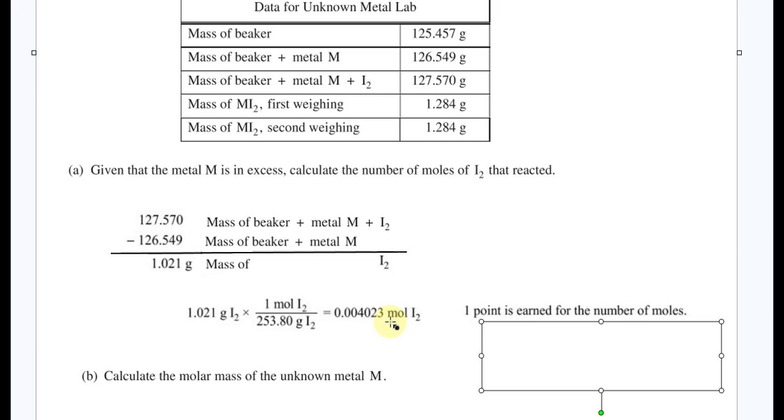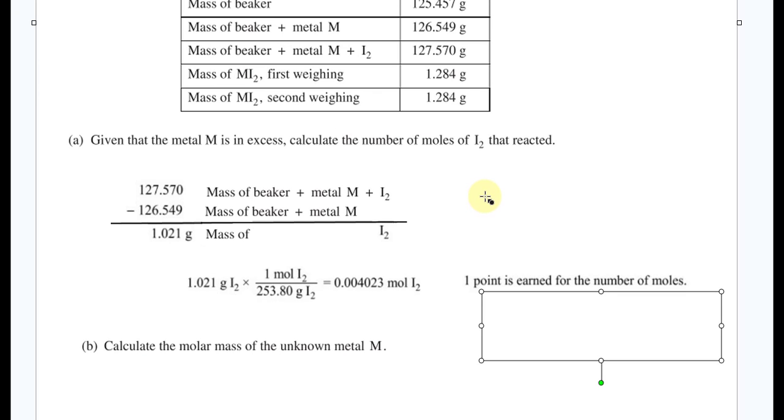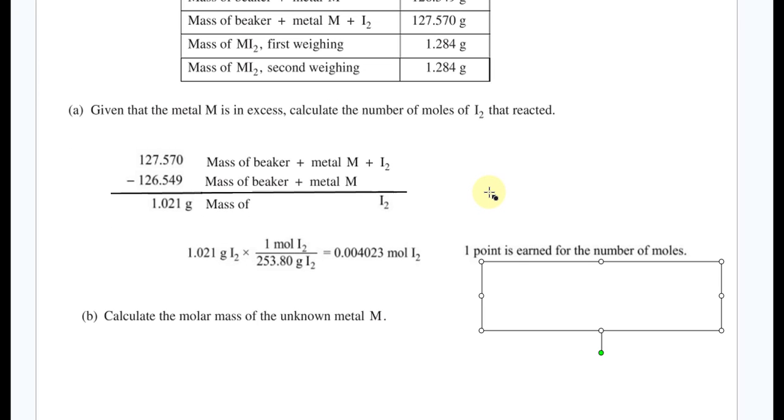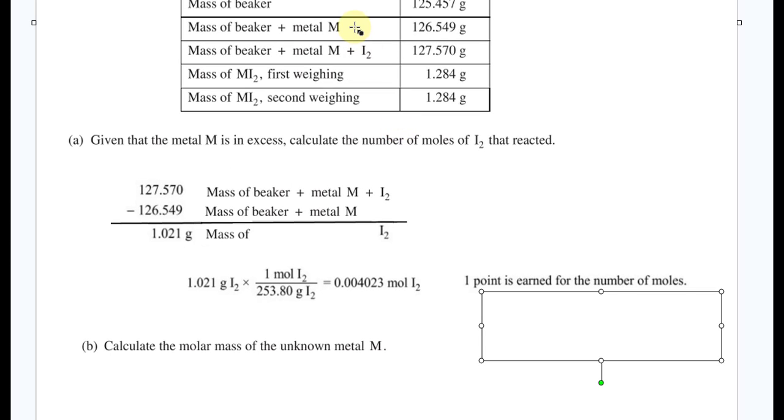So be a bit careful, especially with labs where you have an addition or a subtraction. So we've got a point already. Now, calculate the molar mass of the unknown metal. To get a molar mass of the metal, we're going to have the grams of the metal, but we had the metal in excess. So how are we going to find the mass of just the metal that reacted?